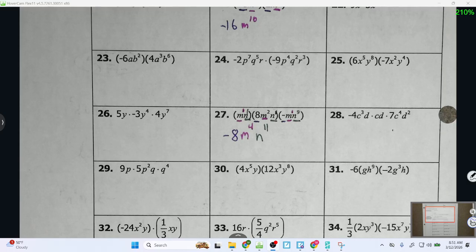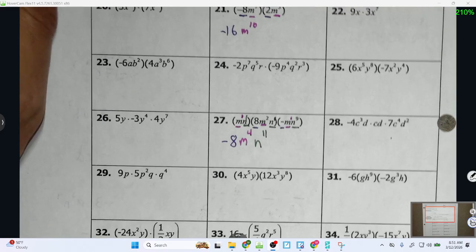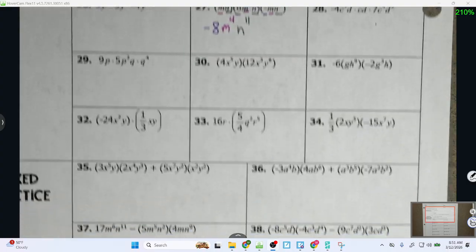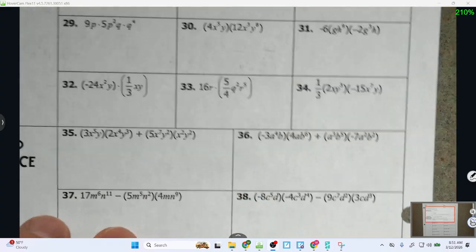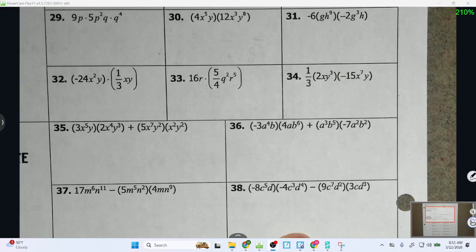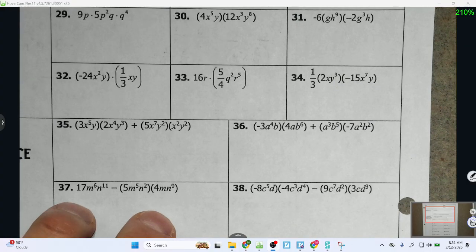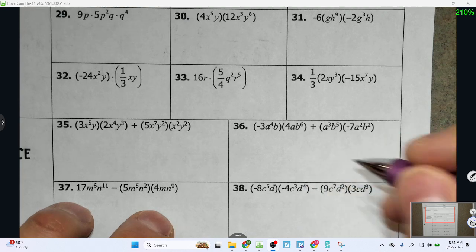Now, there's one more thing I want to do. I don't want to do them all for you, but I do want to do 36 because 36 is now mixing those two ideas together. So if we look at 36, it says mixed practice. Well, that is because they are mixing the two rules into one. So let's do that, and then it will be your turn to basically practice.